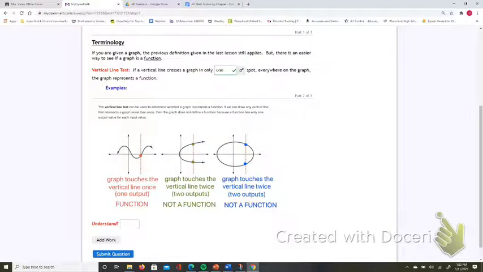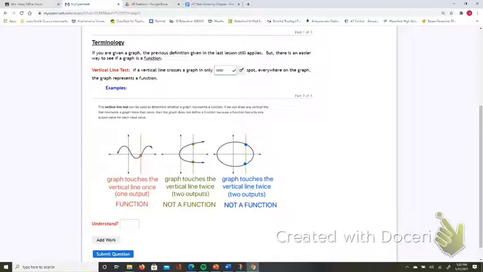Now what comes up is an example. So if you look at our first example, our vertical dotted line only touches the graph once. Therefore, it passes and it is a function. Now look at the second one, and the writing is in green now. The vertical line touches it twice. So there are 2 outputs for one input. It is not a function.